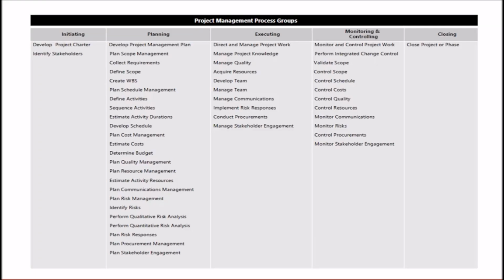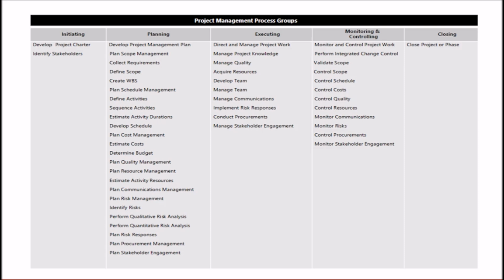Now, after that, we have understood the importance of the execution process group. We have understood its purpose and its application. Now, let's start by understanding the first key process involved when doing execution.